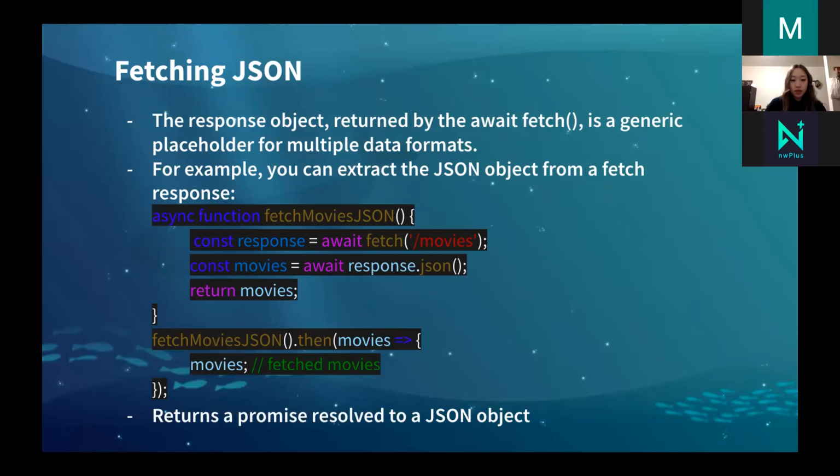The response object offers a lot of useful methods, all returning promises. So in this example, response.json returns a promise resolved to a JSON object, but we can do a response.text, which returns a promise resolved to raw text.